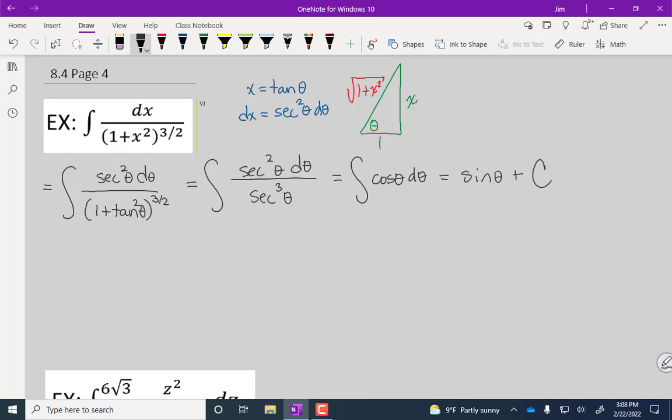But we're not done. We got to get back to x. So we look at our triangle, and what is sine? Opposite over hypotenuse. So there is our family of antiderivatives. Yeah, that's definitely the quickest trig sub imaginable. All right, any step there you're not sure about?